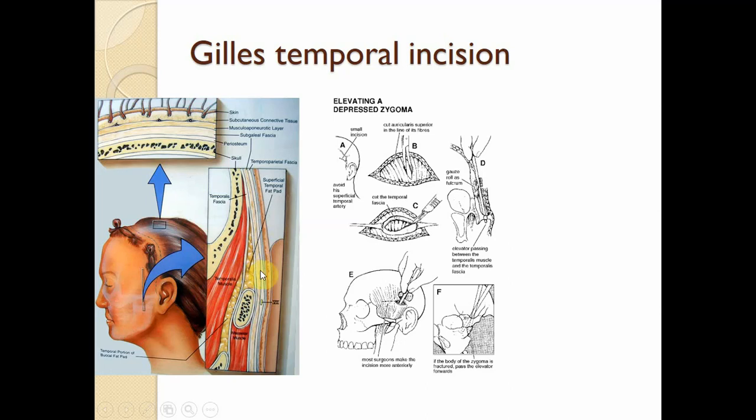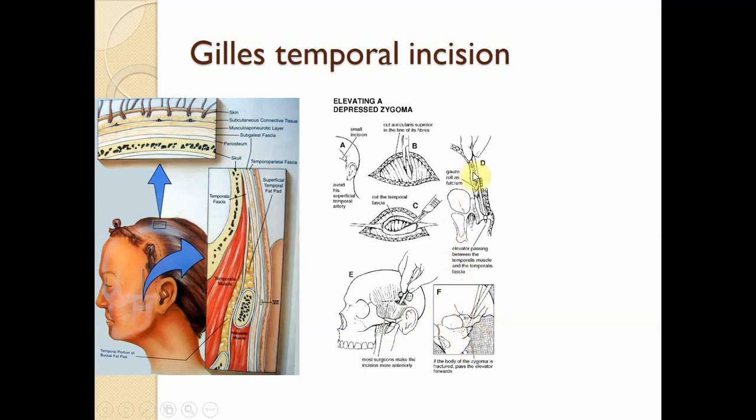In between the deep temporalis fascia and the temporalis muscle, we insert the periosteal elevator and pass it to the inside portion of the zygomatic arch. Inside the zygomatic arch, there might be an inward displacement of the zygomatic bone. So we can elevate it, passing under the temporalis muscle, and bring the zygomatic arch outward so we can reduce the fracture.